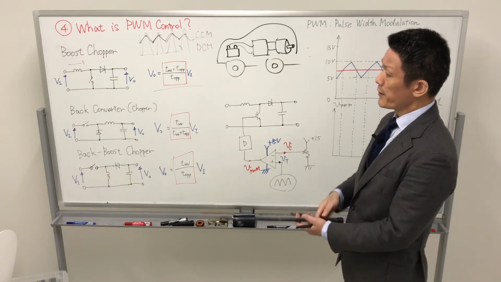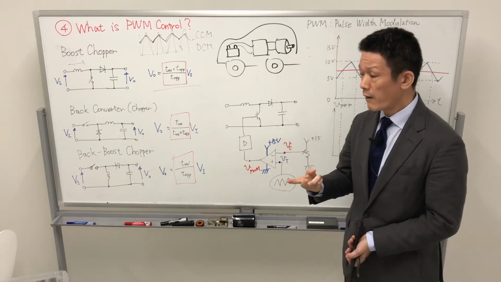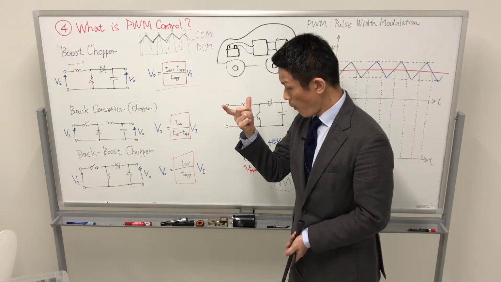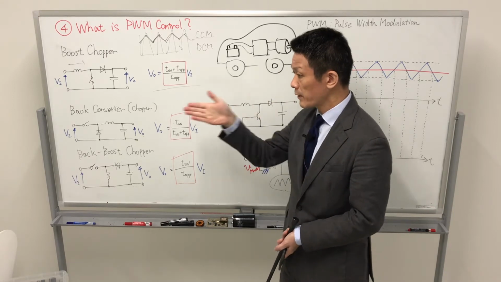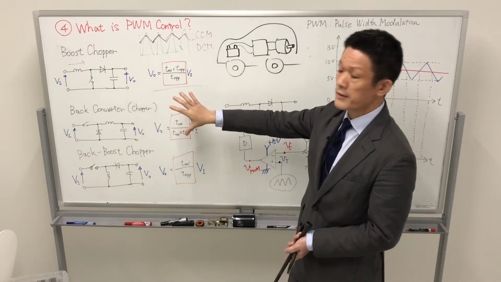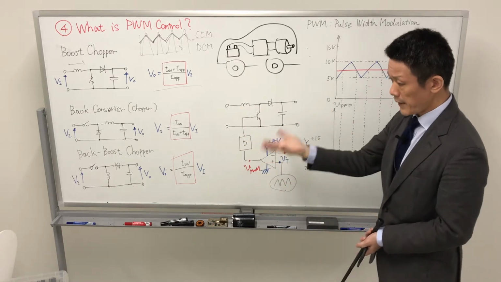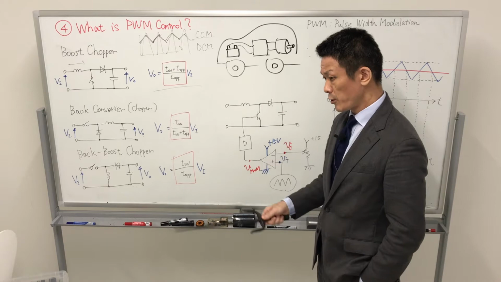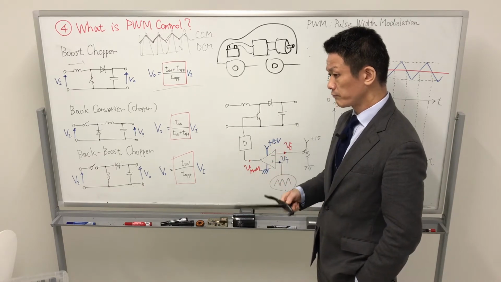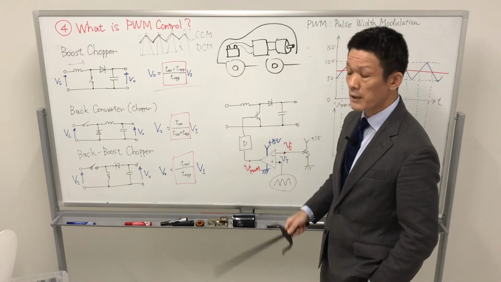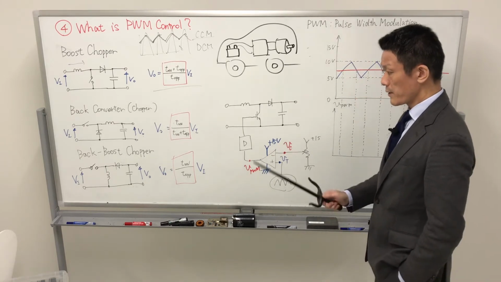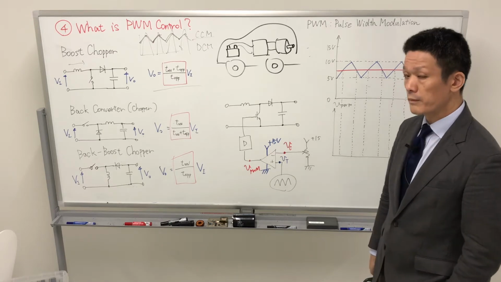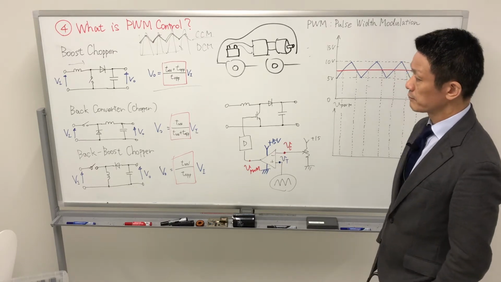So we will discuss it in two steps. The first step is the open loop feed forward control discussion. Today is this one. And the next step is the closed feedback loop control discussion. That is the next step. So today is the open loop, feed forward control discussion.